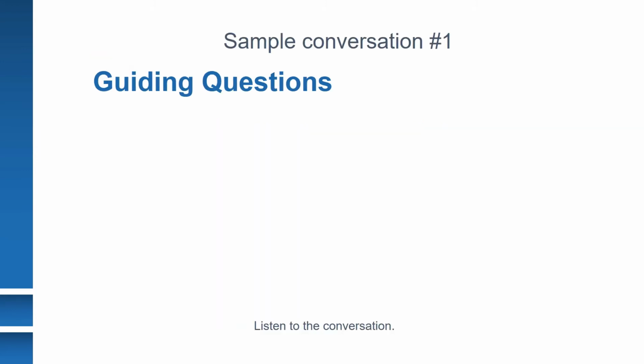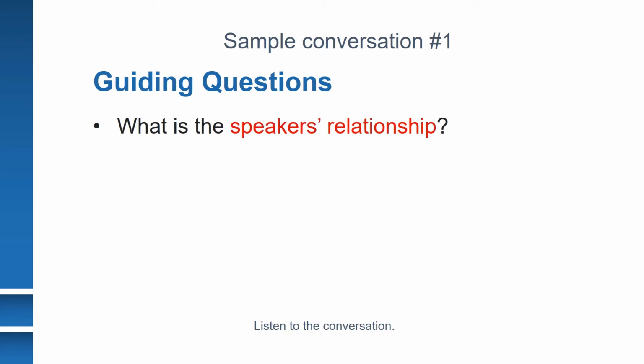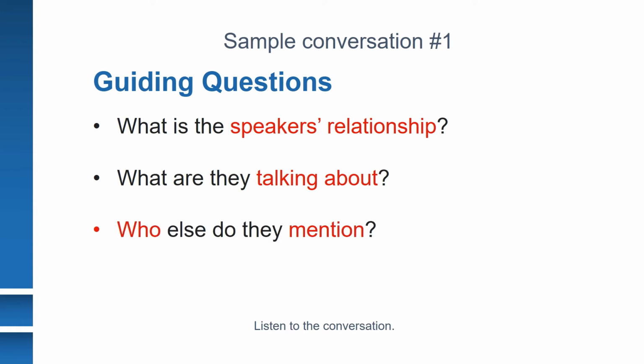So we're going to listen to 3 different sample conversations from Part 1. And to begin with, here are a few guiding questions to keep in mind before you hear the conversation. What is the speaker's relationship? What are they talking about? And in this particular conversation that you'll hear, who else do they mention? Let's have a listen now.